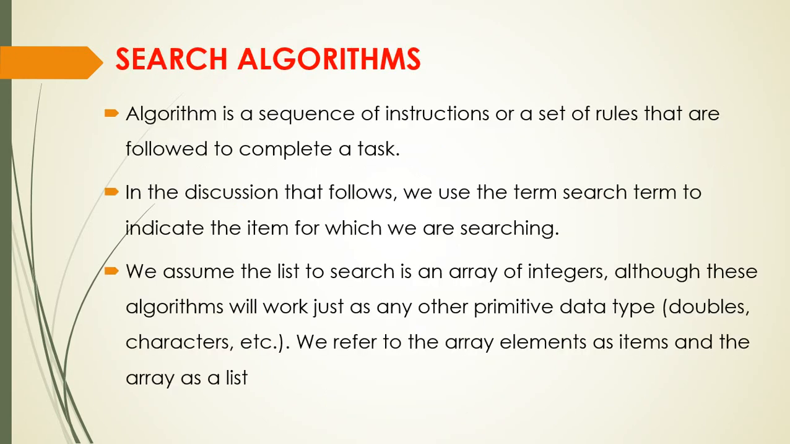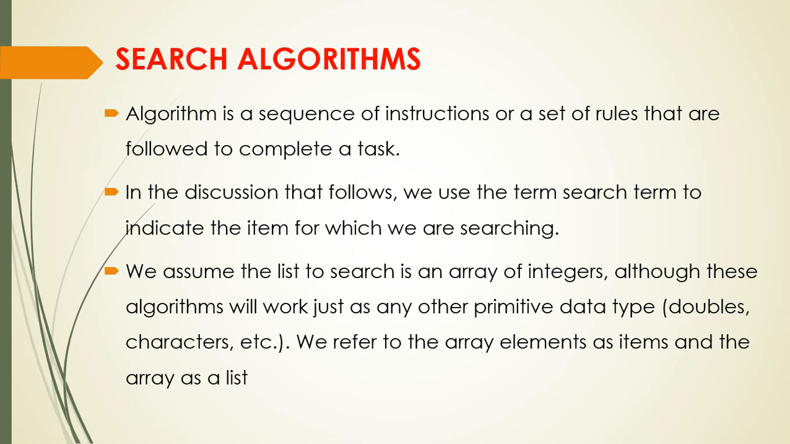In order to search the key item or search item, we need to go for a specific algorithm. Unless there are predefined steps, we will not move to any of the operations. An algorithm is a sequence of instructions or a set of rules that are followed to complete a task. It may be deletion, insertion, updating, search, or sort, whatever it may be. Any operation that can be applied to the data structure must have an algorithm.